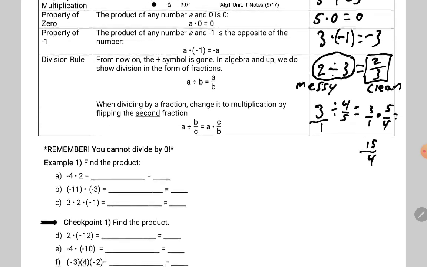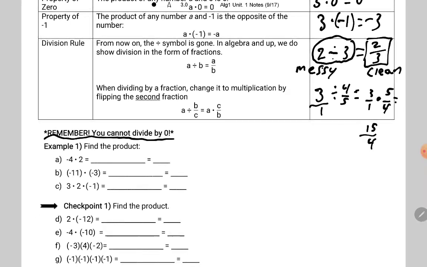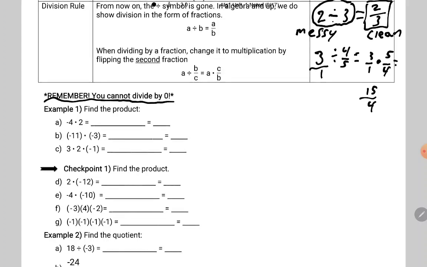Okay. So remember, you cannot divide by 0. You cannot divide by 0. And the reason is, can you split something into 0 groups? You cannot. So if you do run into that case, so 3 divided by 0, we say undefined.